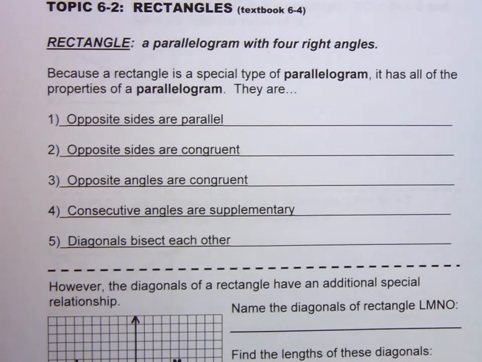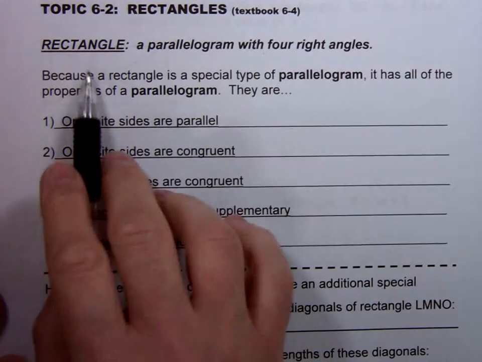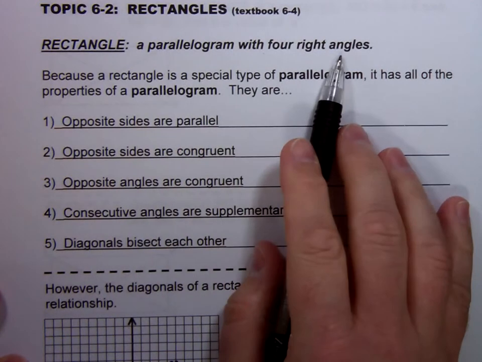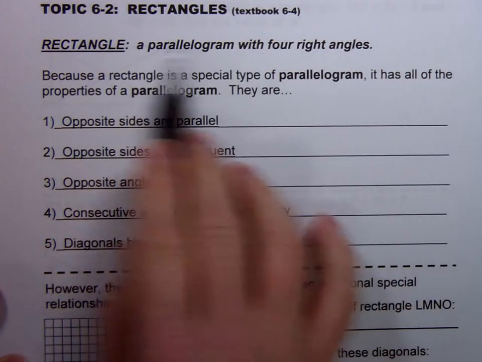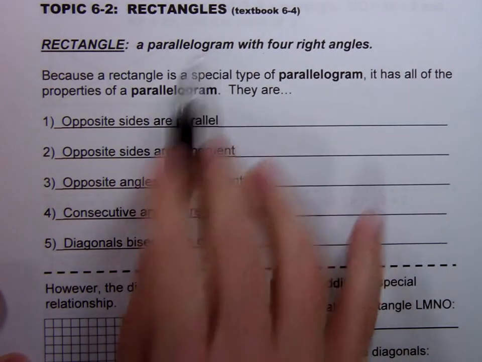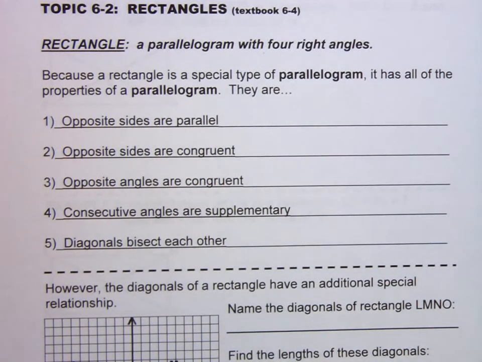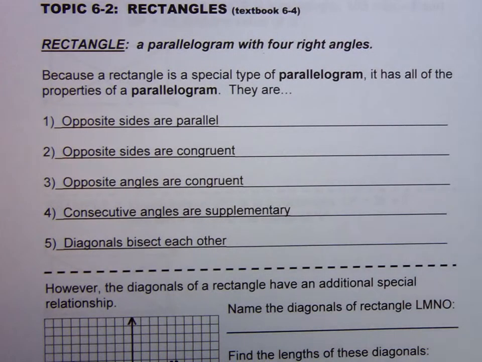Alright, today we're talking about rectangles. A rectangle is a parallelogram with four right angles. So it's a type of parallelogram. Therefore, everything that we already know about a parallelogram applies to a rectangle, because a rectangle is a parallelogram. It's just a parallelogram with more specific things that are also always true. More requirements of a rectangle than a parallelogram.